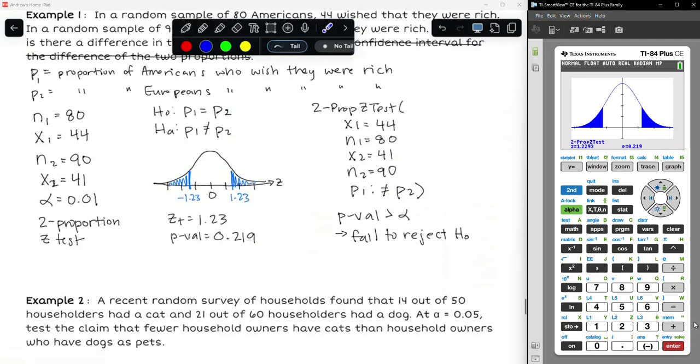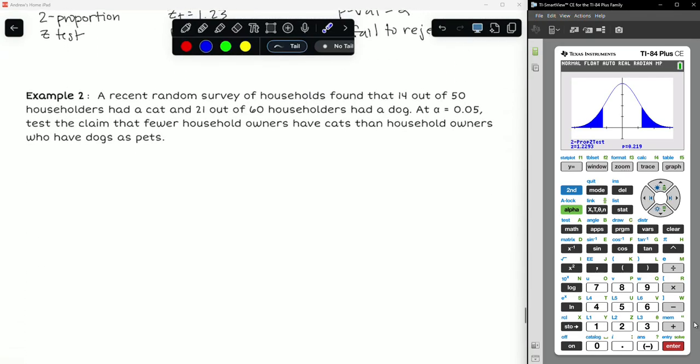Let's go ahead and try one more example. It says, a recent random survey of households found that 14 out of 50 householders had a cat and 21 out of 60 householders had a dog. At 0.05, test the claim that fewer household owners have cats than household owners have dogs.